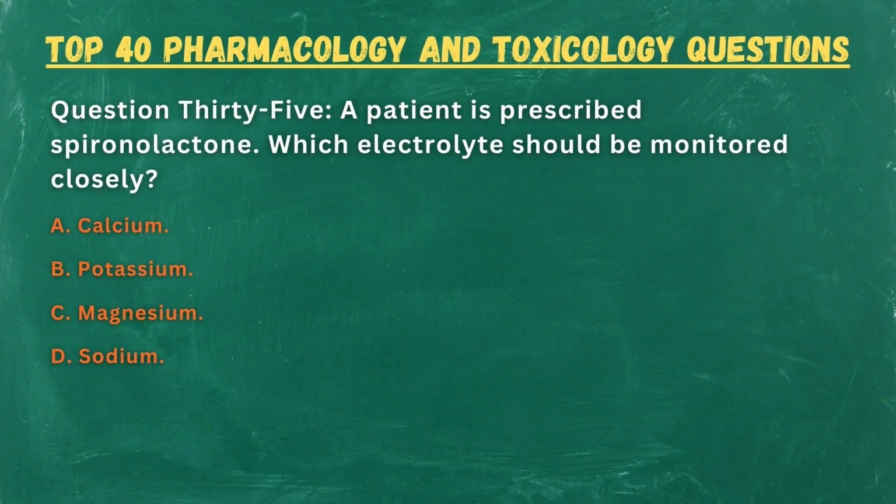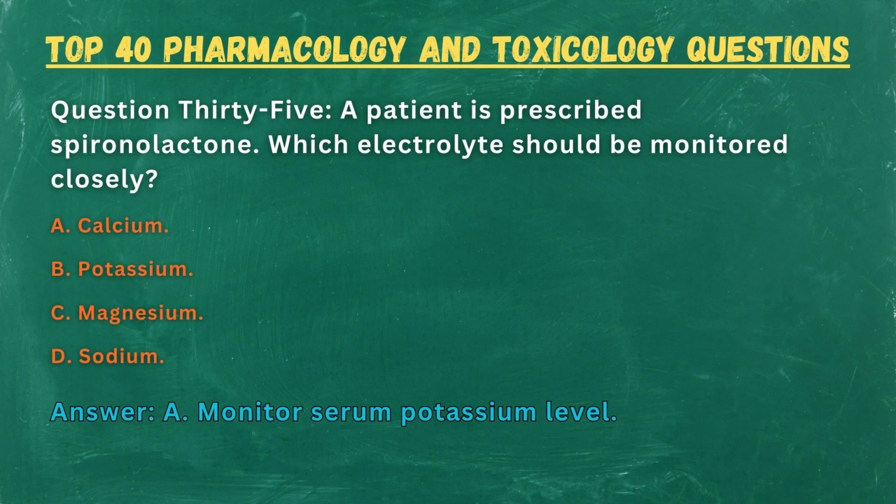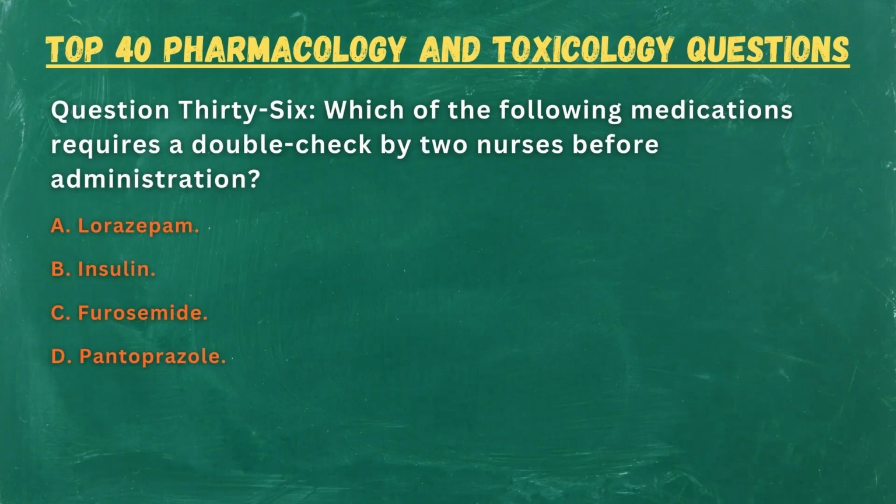Question 35. A patient is prescribed spironolactone. Which electrolyte should be monitored closely? A. Calcium. B. Potassium. C. Magnesium. D. Sodium. Answer: B. Potassium.